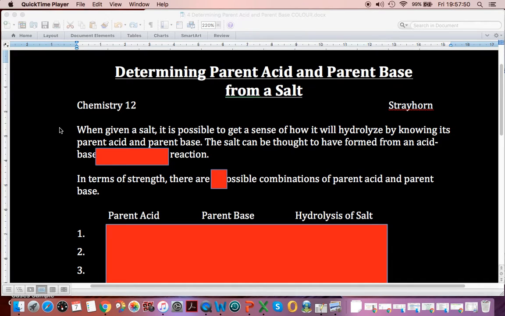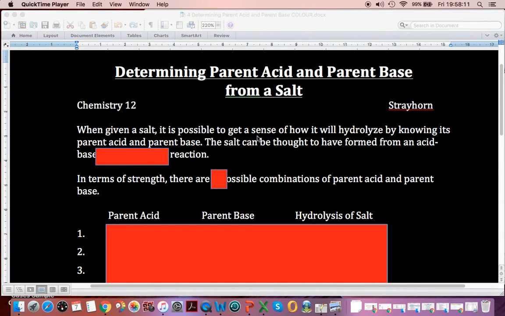Good day. These notes talk about determining parent acid and parent base from the salt. I don't want you to get too bogged down on this. We do a hydrolysis lab, and that's the only time we're going to worry about parent acid and parent base. So I wouldn't panic about this stuff too much at all. It is not something I will test you on.